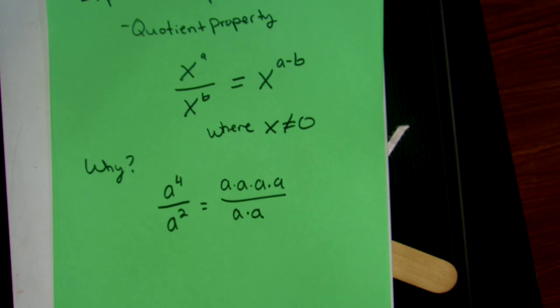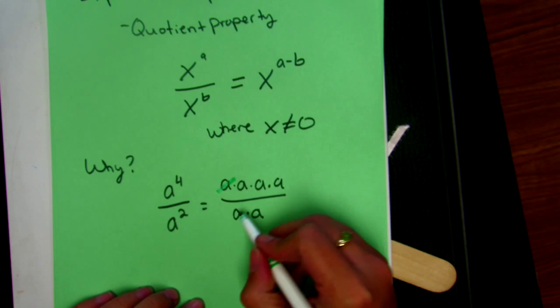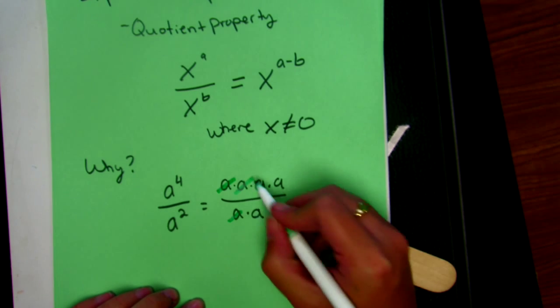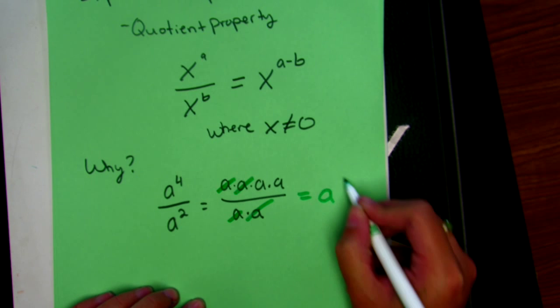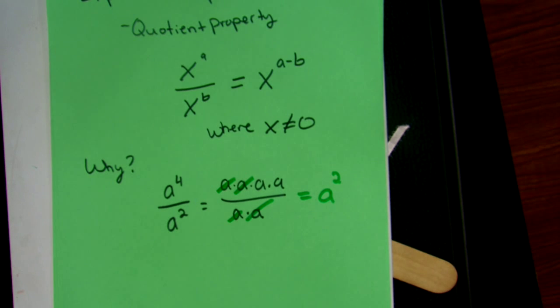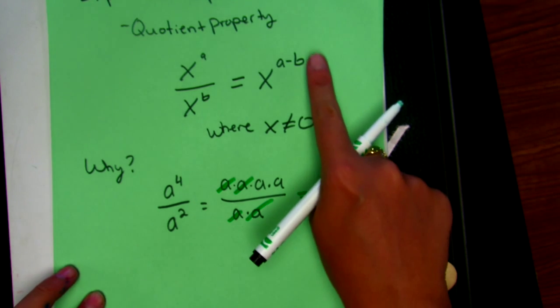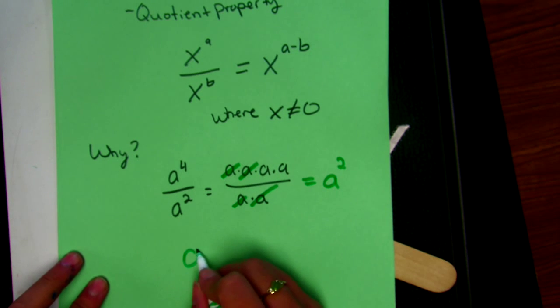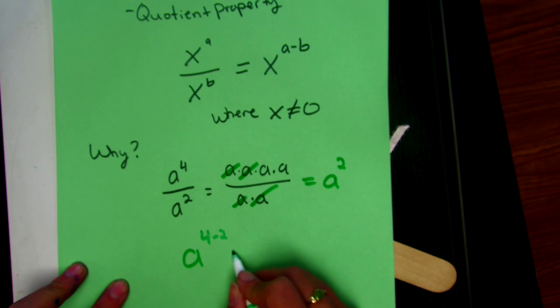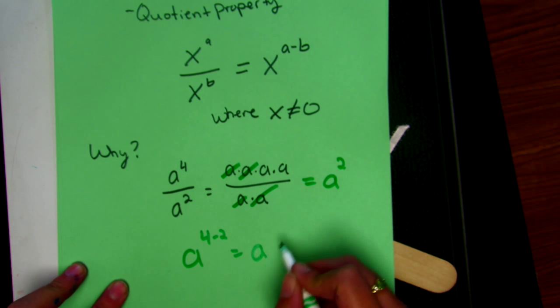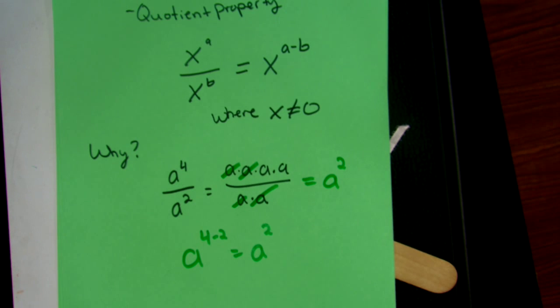If we were to reduce this, this a goes into this a, and this a goes into this a, leaving us two a's, which is a squared. However, we could also use this property up here and say, well, we're going to subtract our exponents, 4 minus 2. 4 minus 2 is 2, so we end up with a squared.